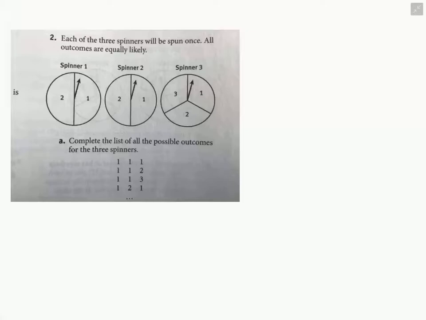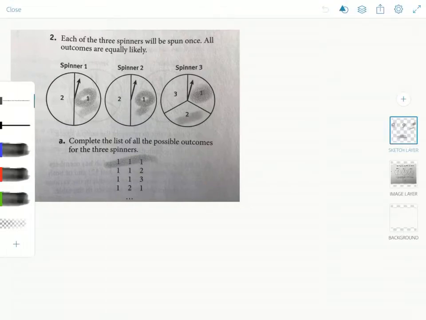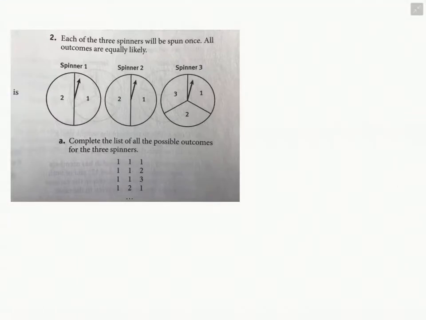And they've started a list here. You could get 1, 1, 1, and that's represented here. You could get 1, 1, 2, and that's represented here, and so on and so forth. And our job will be to complete the list.